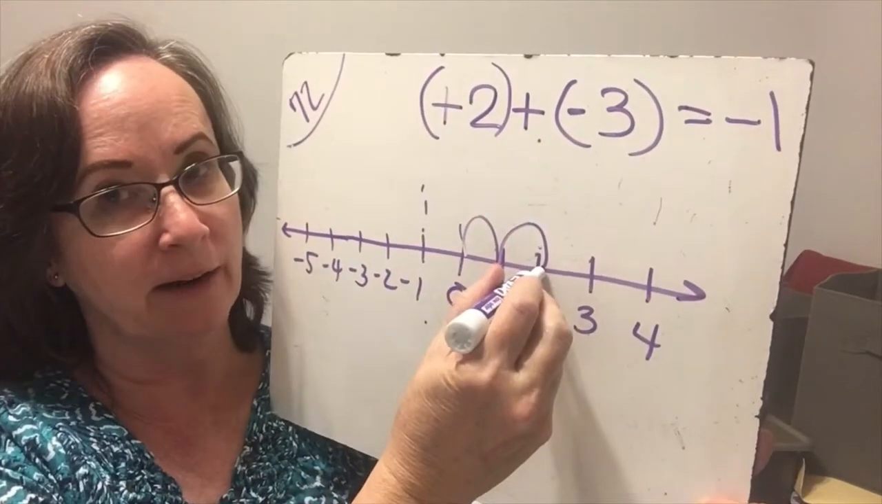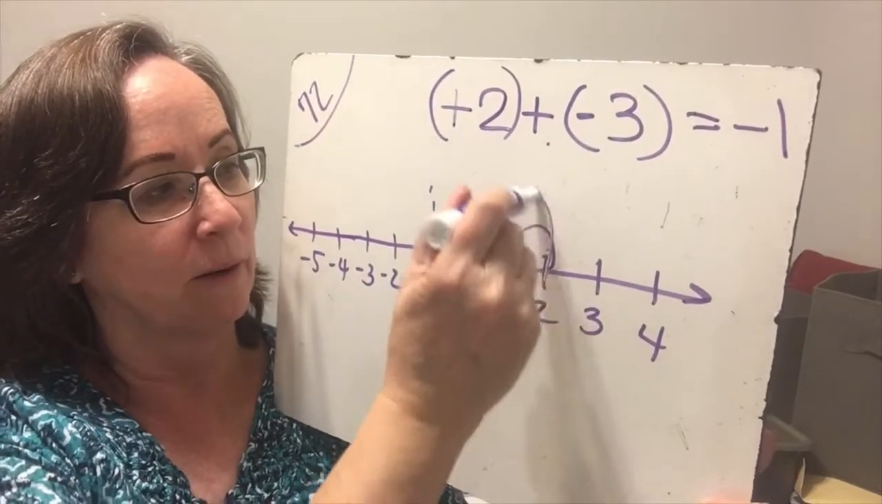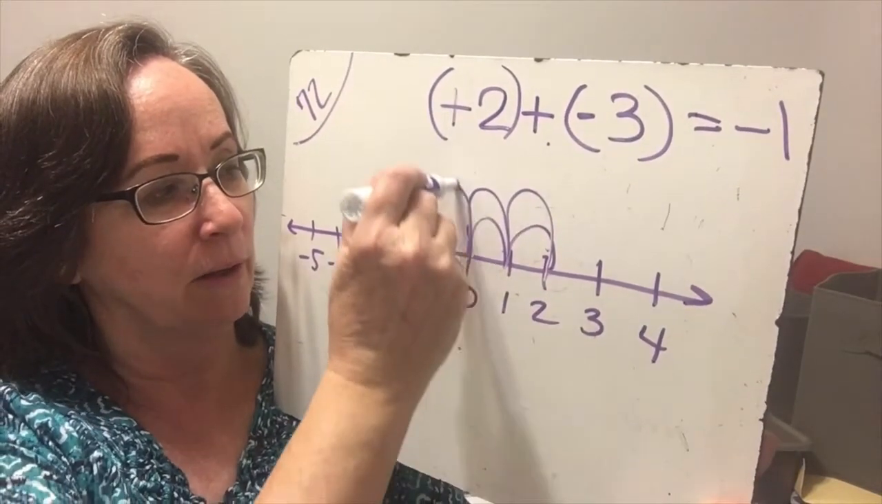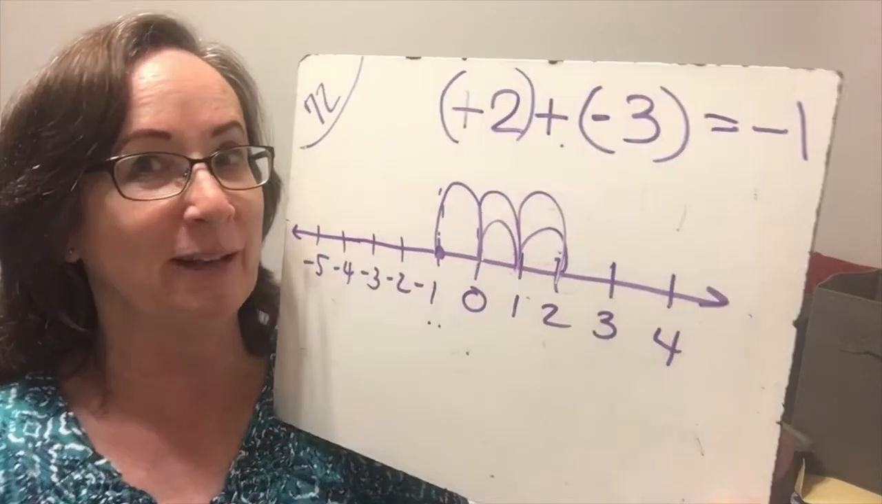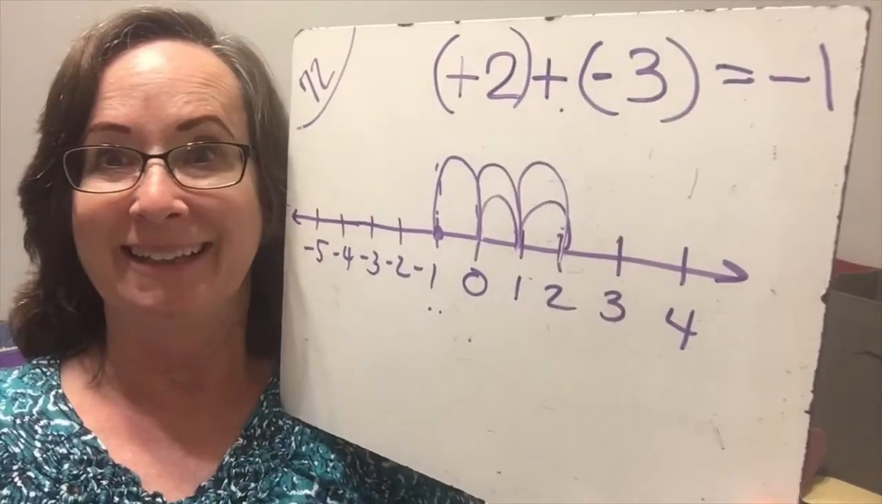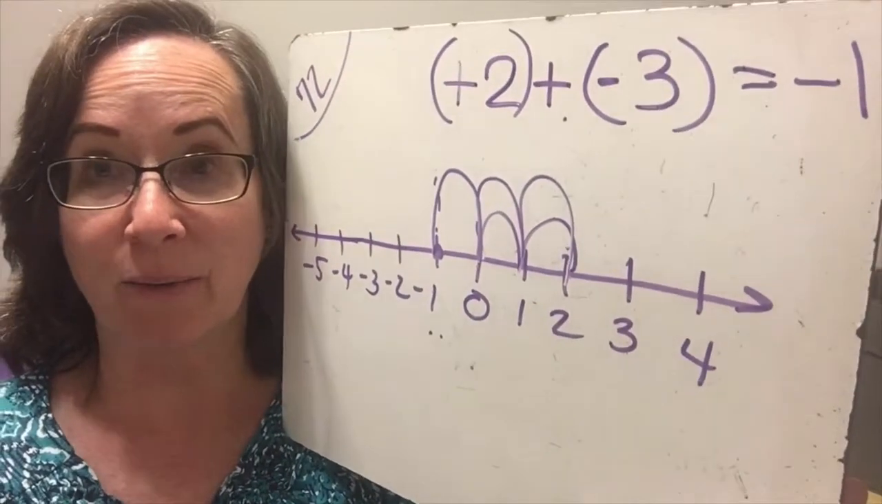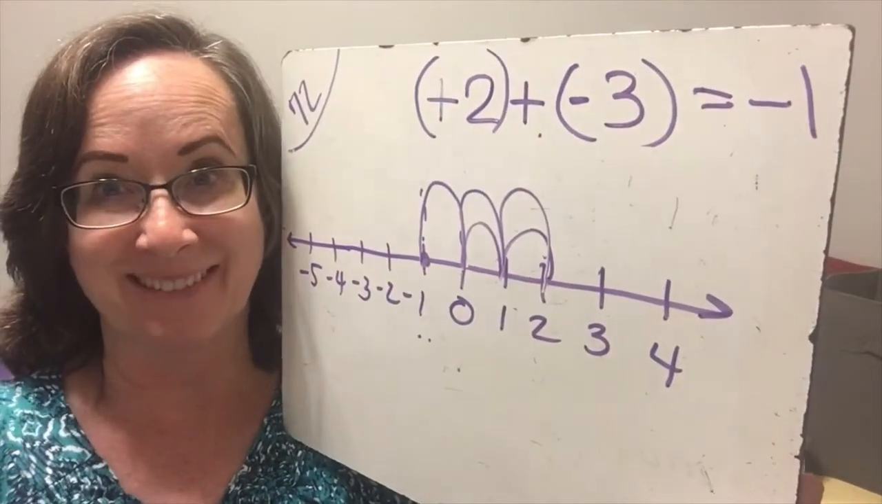So I'm starting here because that's where I ended. And so now I'm going 3 back. So 1, 2, 3. And guess what? I'm at -1 again. So whether you use lines or whether you like to use the little humps like I do, that's all there is to it. We're just going to the right and to the left to model the problem that we have.